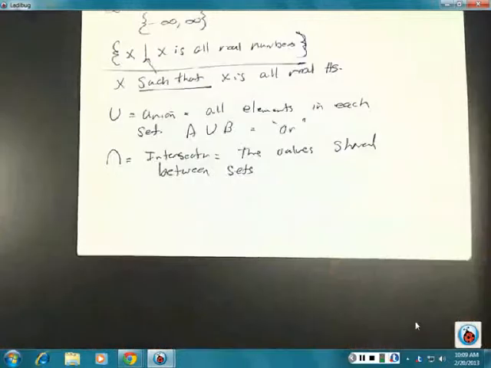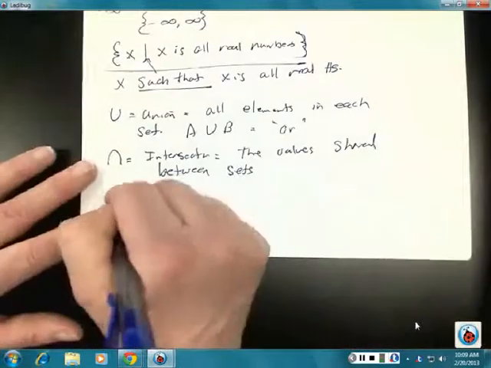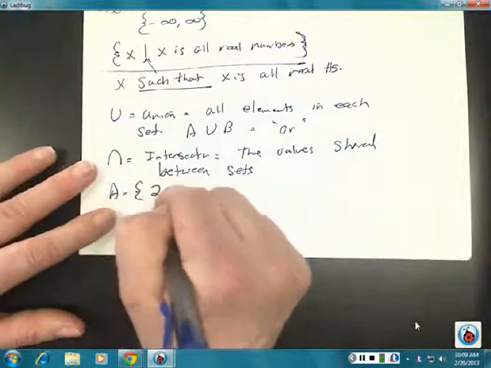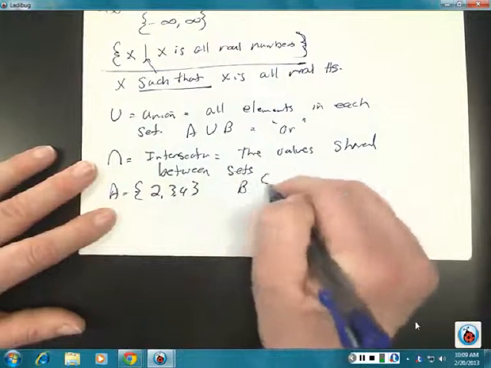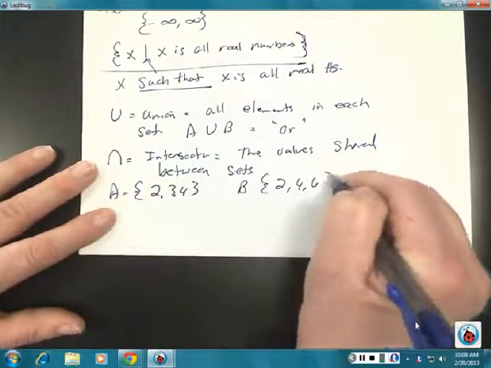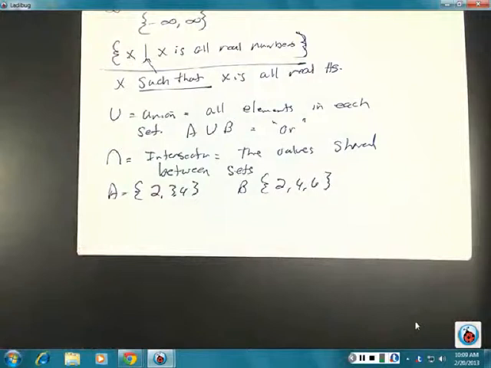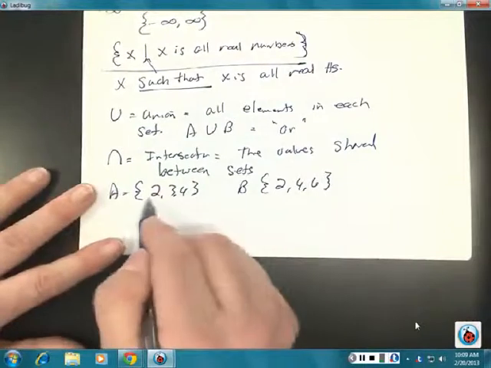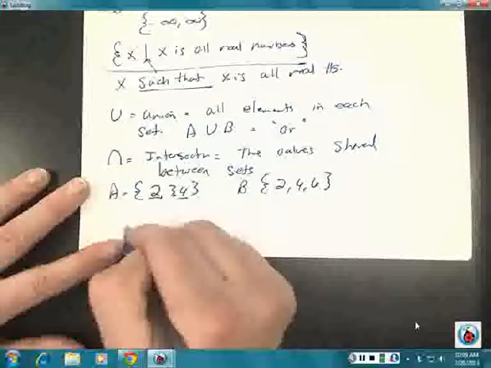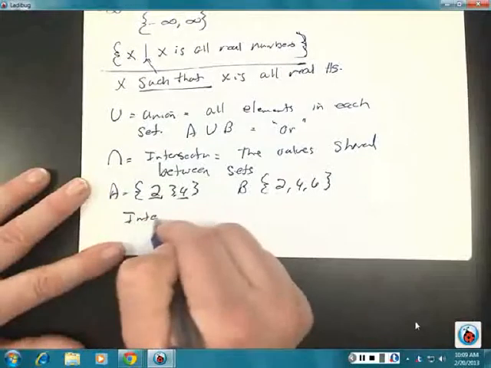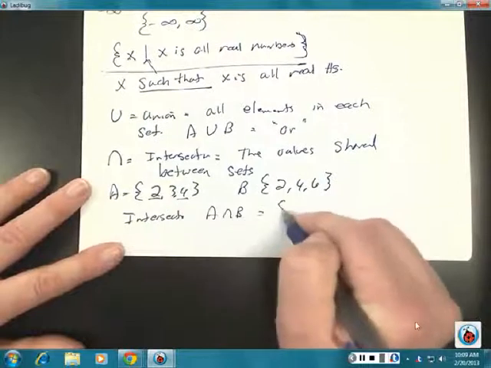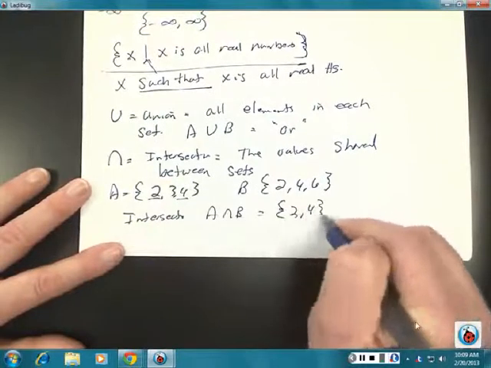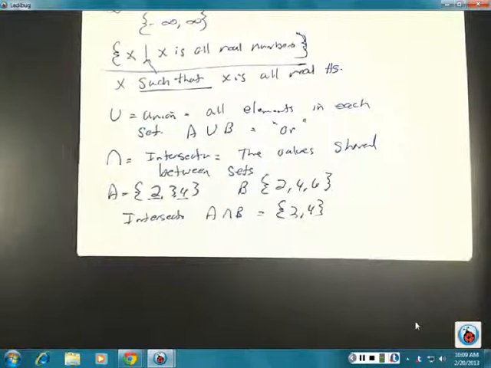So that's the stuff that we have between sets. If I said set A was made up of the elements 2, 3, and 4, and set B is the elements 2, 4, and 6, and I want to know where they intersect, the thing that they share is the 2 and the 4. So A intersect B is going to equal the set of 2, 4, because that's the two pieces they share. That's the part that comes into play with those.